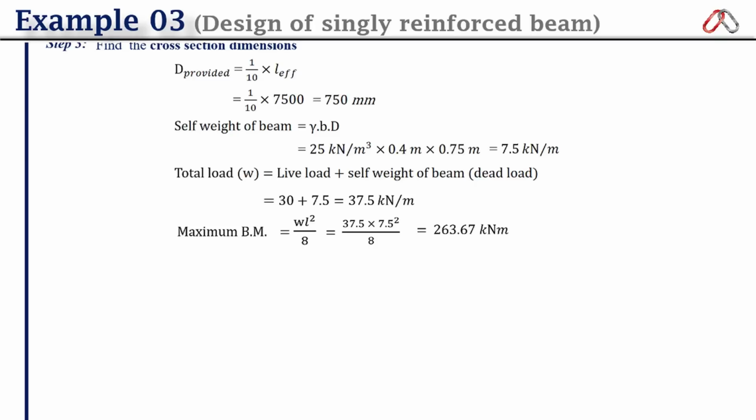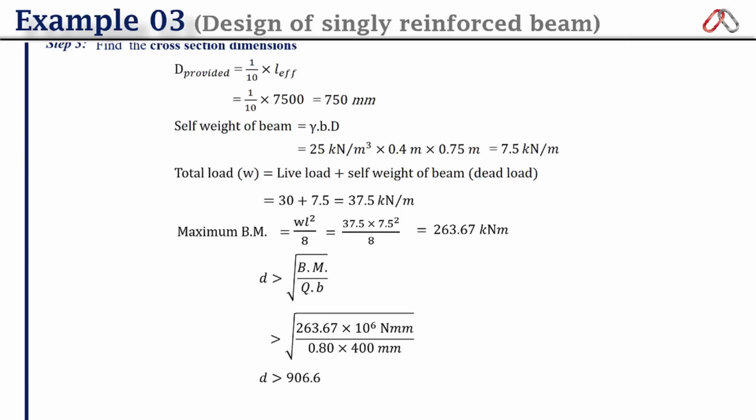and the final bending moment value is 263.67 kN meter. We can calculate the value of effective depth, where d is greater than under root of bending moment upon Q B. When we put all the values here, 263.67 into 10 to the power 6 upon 0.80 into 400, the value of d is greater than 906.6 mm. So the required depth of beam will be effective depth plus effective cover.